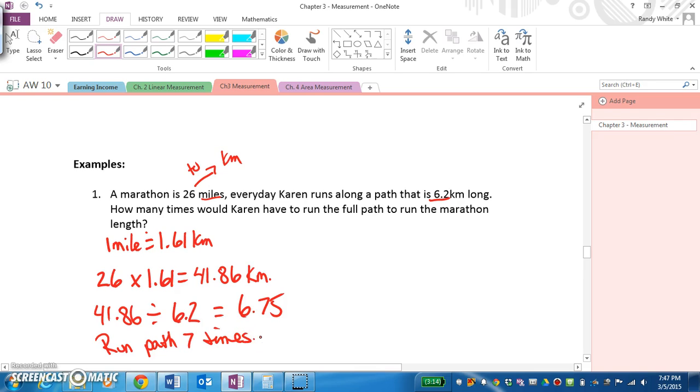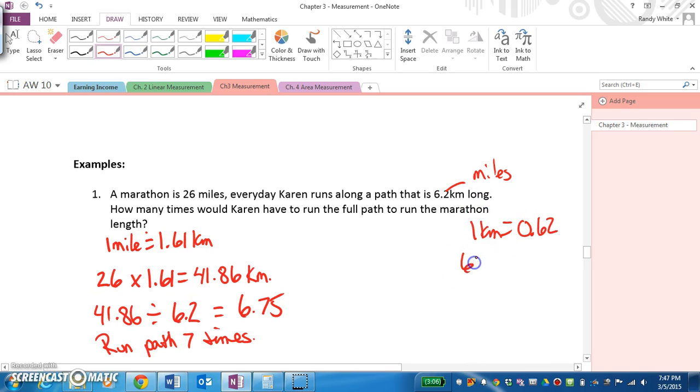Okay, let's look at it the other way. Instead of converting the miles to kilometers, I'm going to convert the kilometers here to miles. So this time I'm going from metric to imperial. And so I know that 1 kilometer equals 0.62 of a mile.